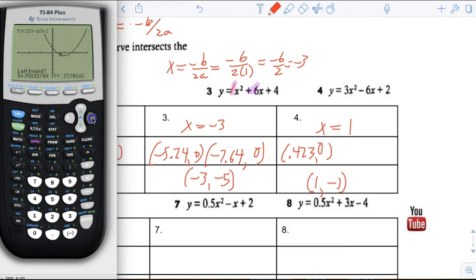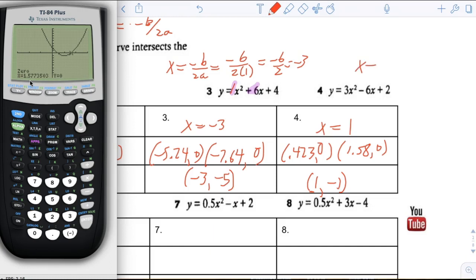So we put the left boundary here, and then we move the right boundary slightly to the right of the intersection point, and then we guess, and we get 1.58, comma 0.